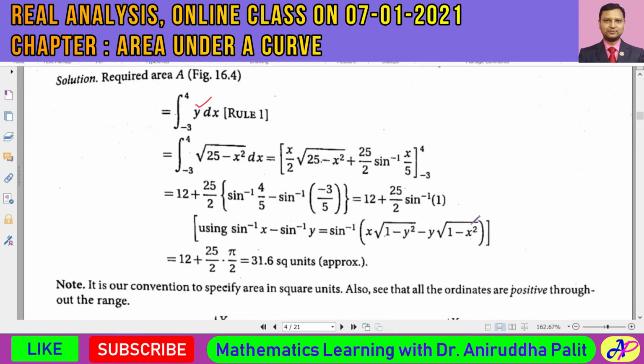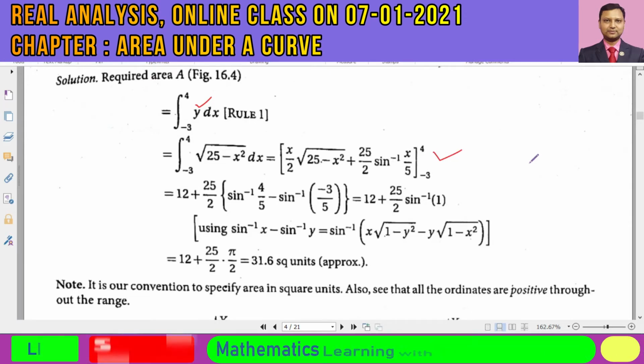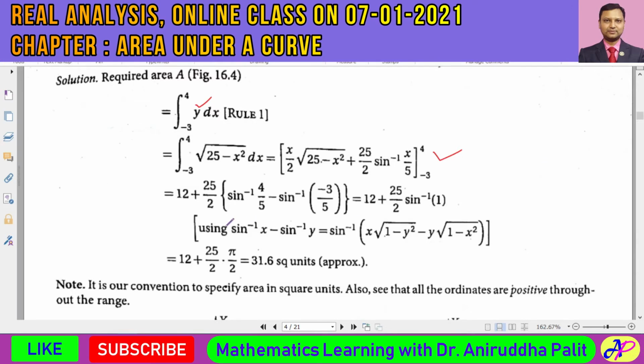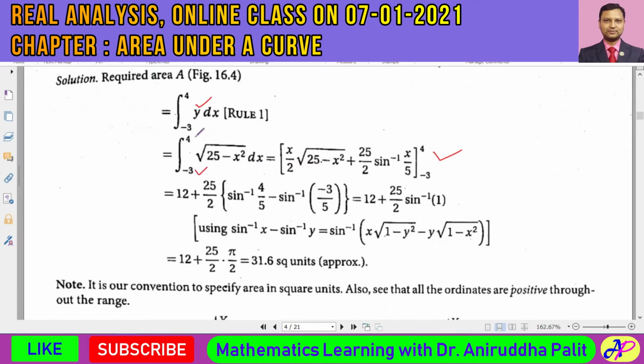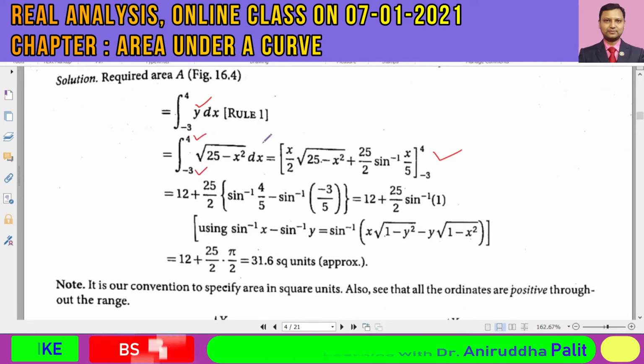The remaining portion is the matter of integration that you all know the formula from 11 and 12. You all know the formula, so I'm not going to the detail of this formula. So in this way, you can find out the integral, and as per the question, the integration should be taken from x is equal to -3 to x is equal to +4.